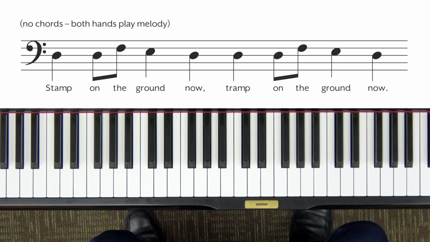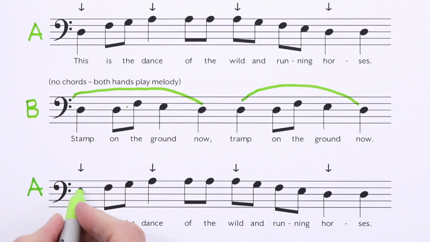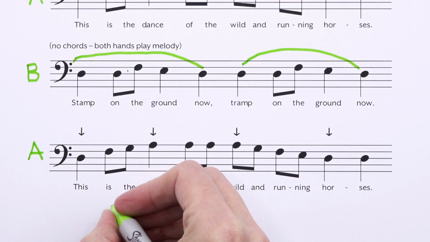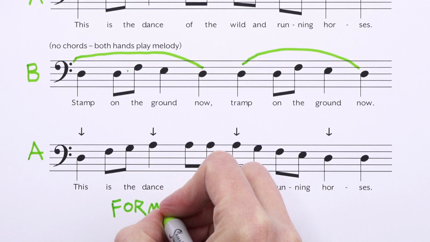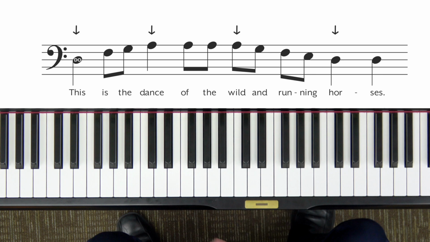Now, let's take a look at this last line. Does this look like anything we've played before? If you said it looks like A, you're correct. This line matches exactly. Every note is exactly the same as what we played before on A. So the form of the whole piece is AABA. We call that the form of this piece.